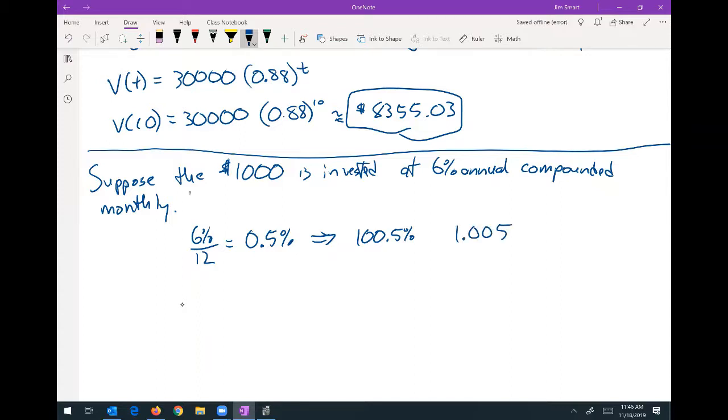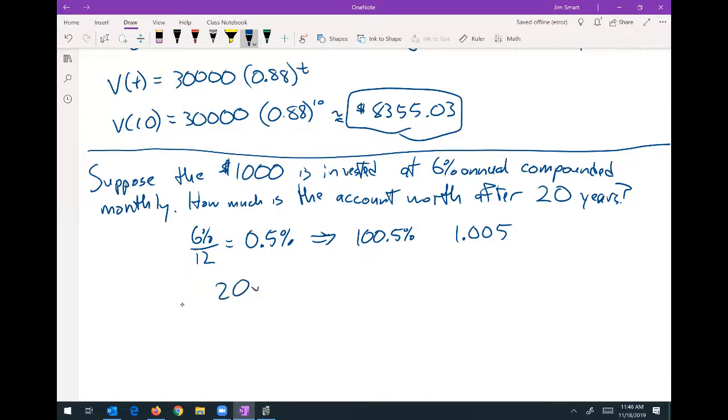Oh, let's say, how much is the account worth after 20 years? Sorry, I didn't add that. But I have to be careful since I'm paying the interest every month. I have to take that 20 years times 12 months per year. That would be 240 months, because I'm going to pay the interest every month.